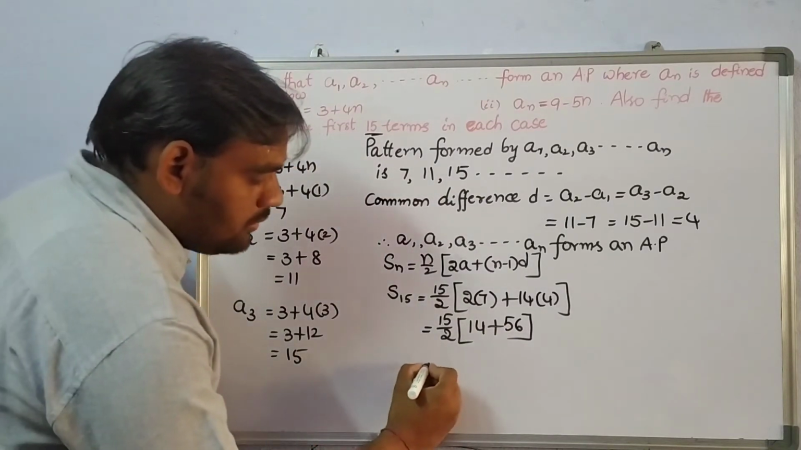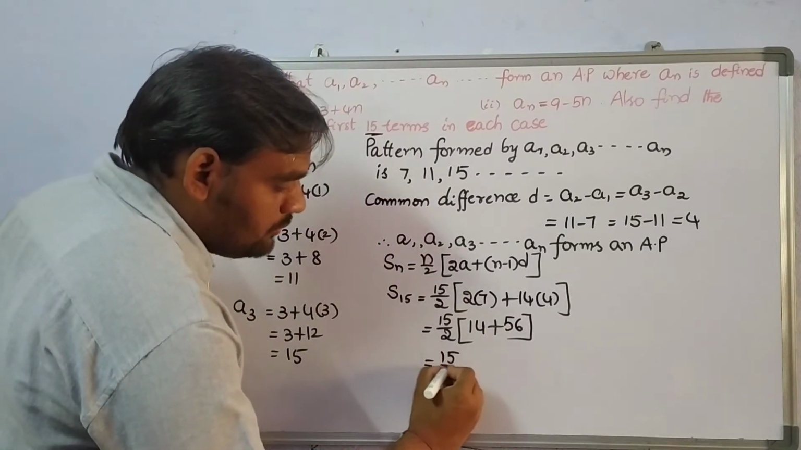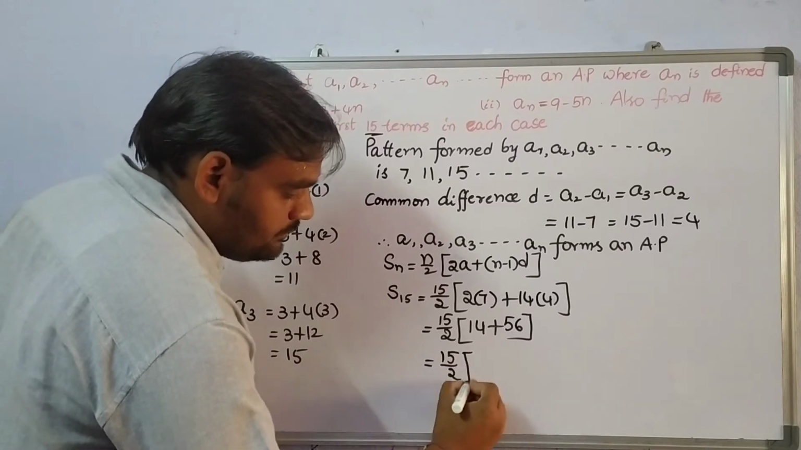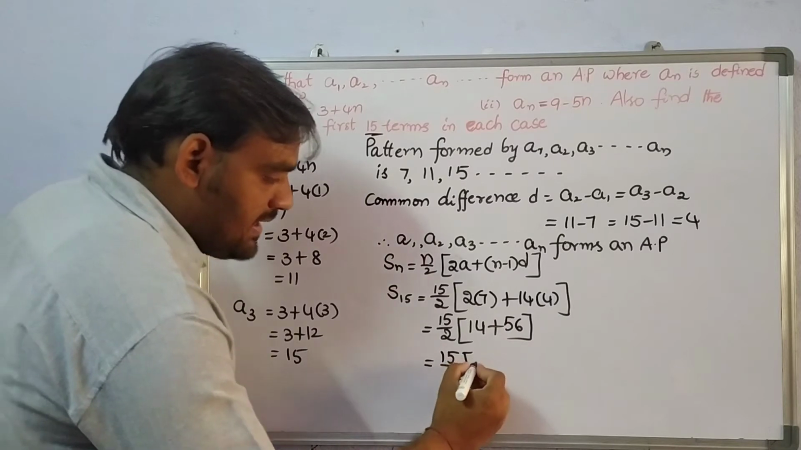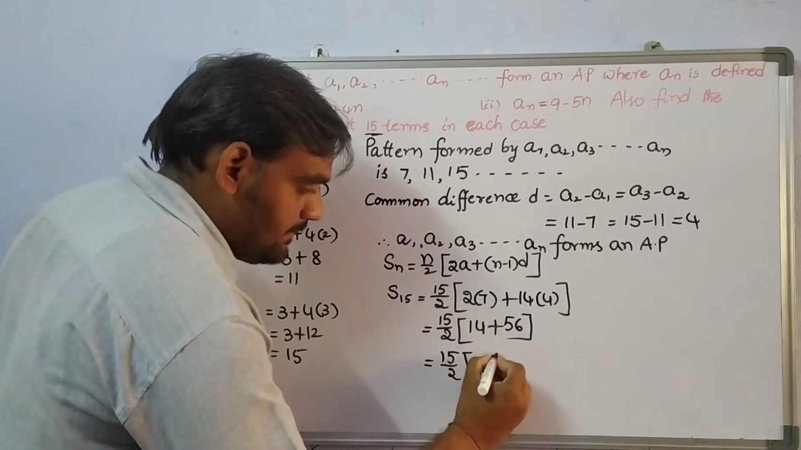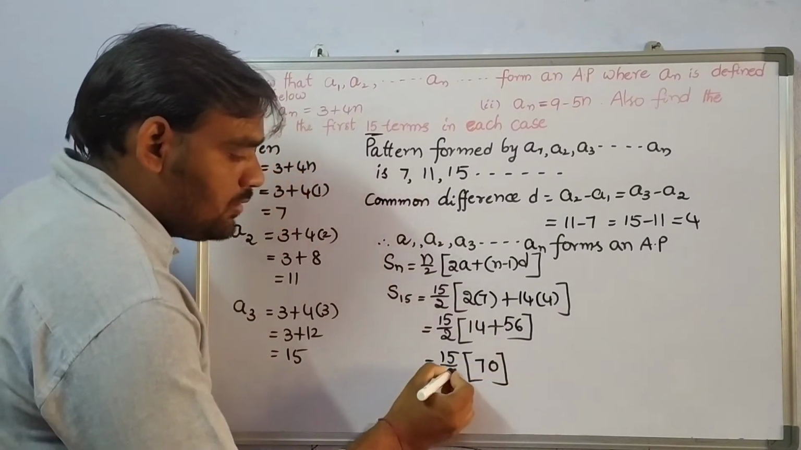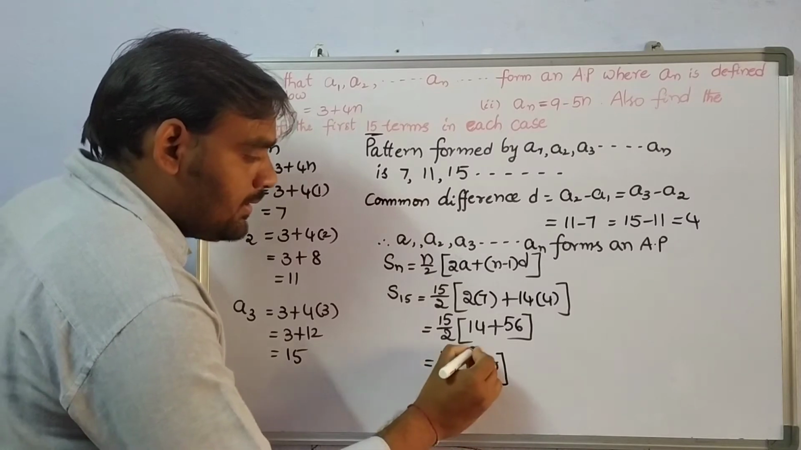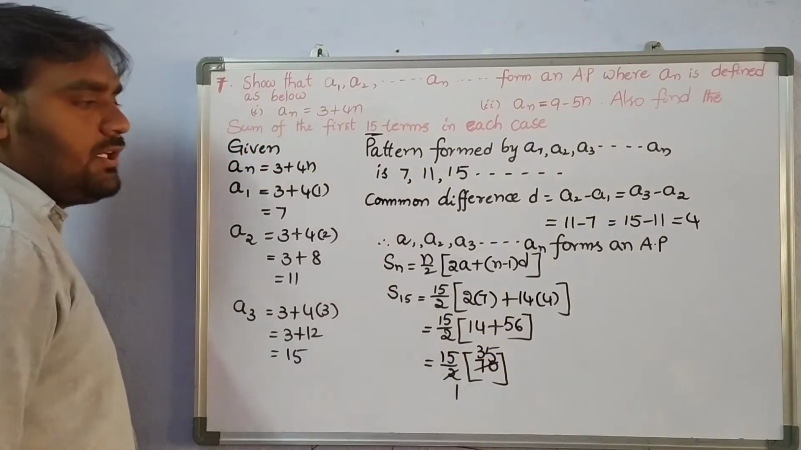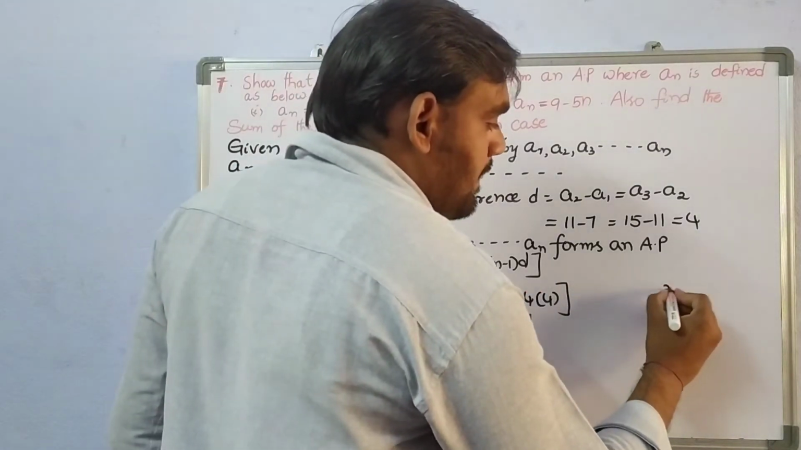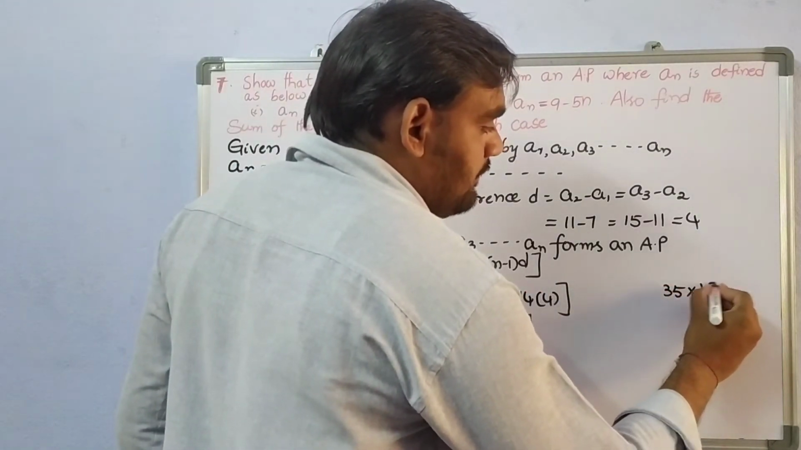Now 15 by 2 into 14 plus 56, 70 we will get. 70. After that, 2 35s are. Now we need to multiply 15 into 35. See here, 35 into 15.